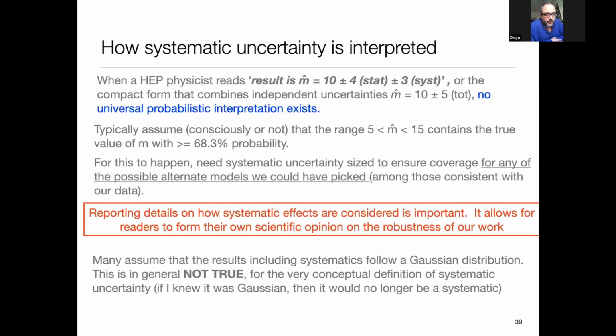So that's why it's important to report detail on how systematic uncertainties are assessed, and also to make sure, as much as possible, that your measurement, including systematic uncertainties, still has coverage, because this is most probably how people will interpret it. And if it doesn't have coverage, then it's prudent to actually write it clearly in the documentation.